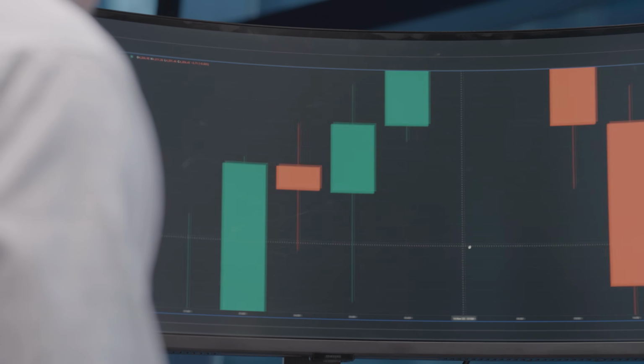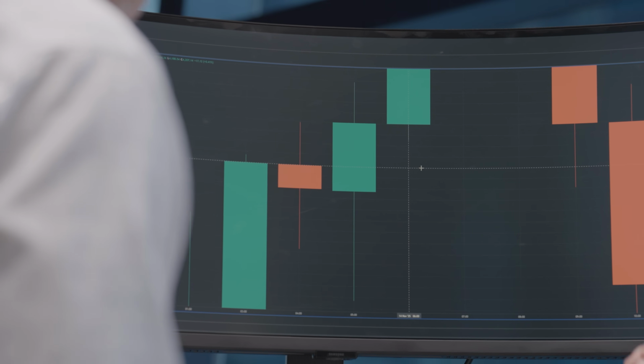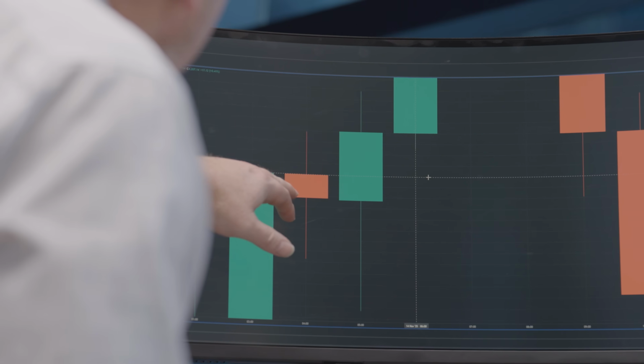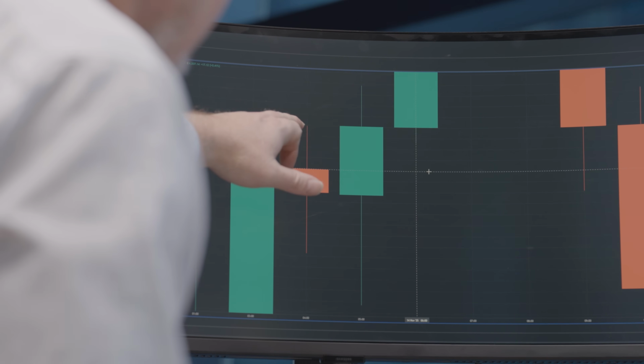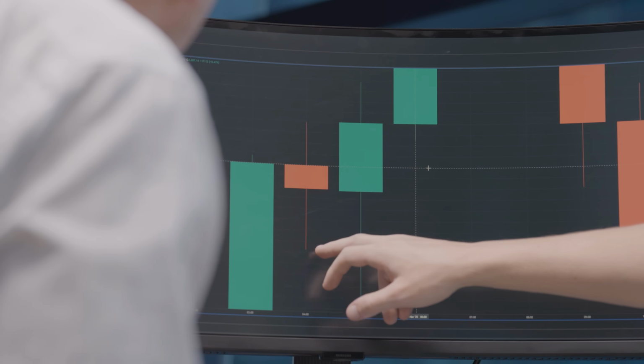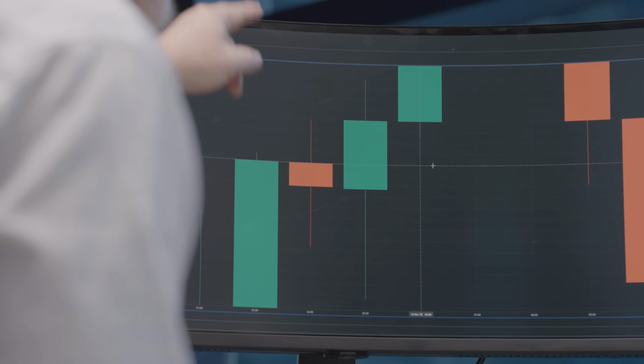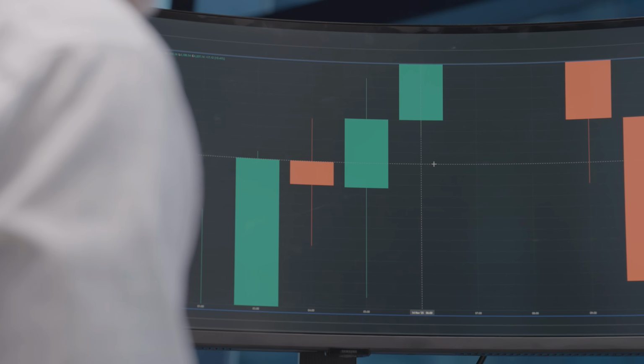Perfect. And then what about this candle here? So this one, you've got the open, close, and the high and the low. Why would that be the high and that be the low? Because it's going down. It's a sell.